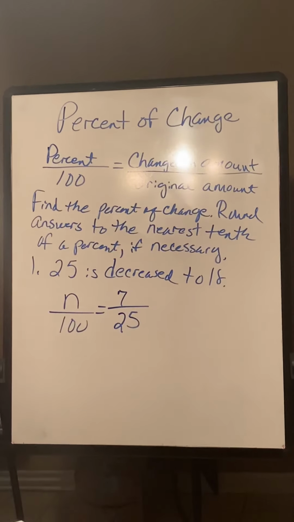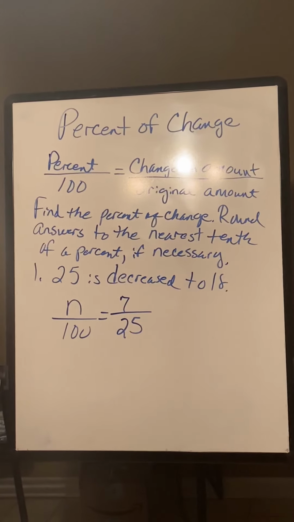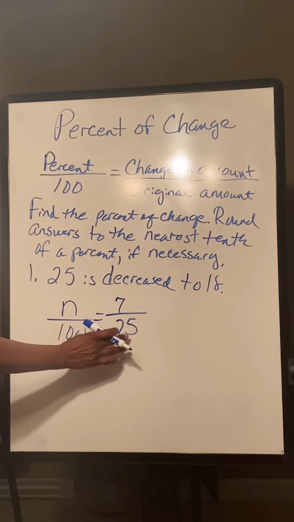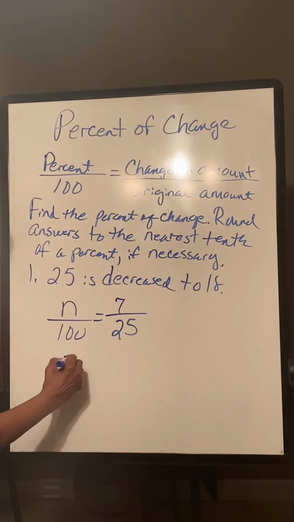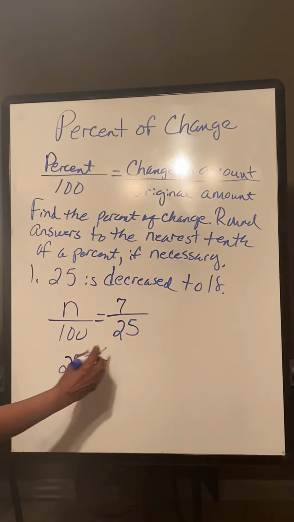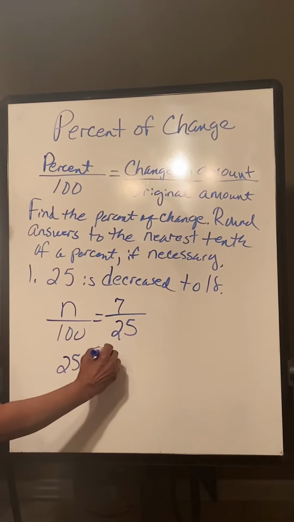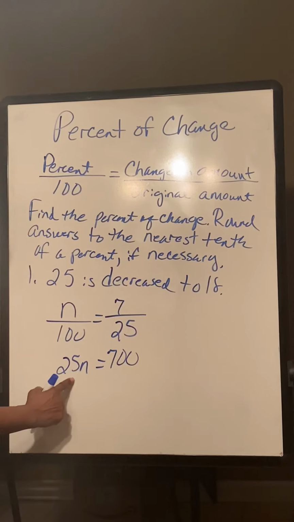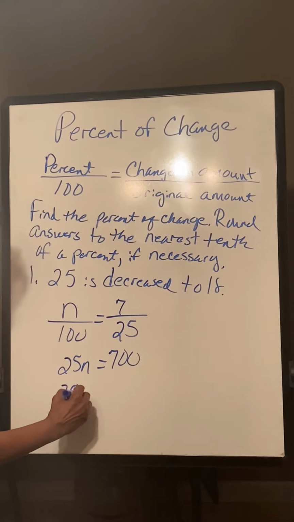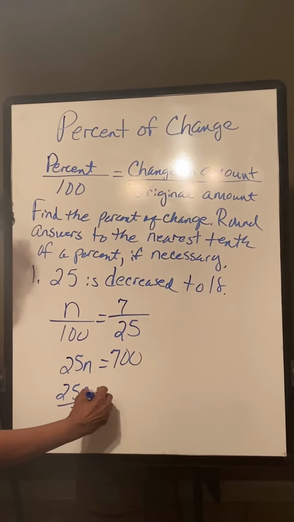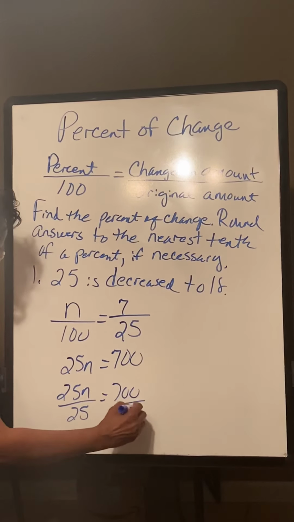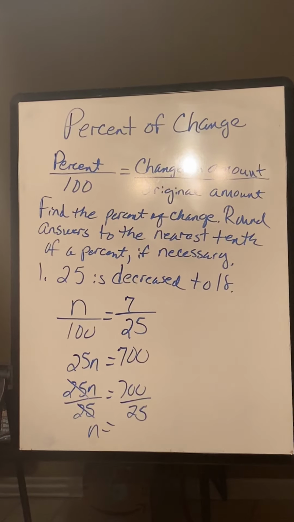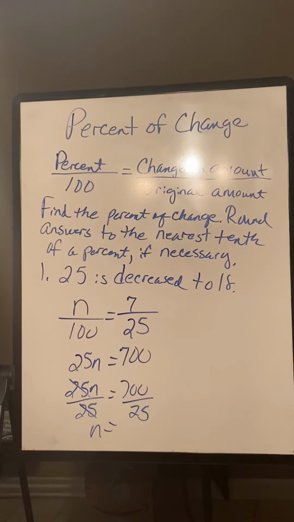Now I have a proportion, and to solve a proportion, if you recall, we do the cross products. So I'll multiply 25 times n, which gives me 25n. Multiply 100 times 7, that gives me 700. Again, this is multiplication. The inverse operation is division, so divide by 25. These 25s cancel out, so when you finish, you have an answer of 28%.